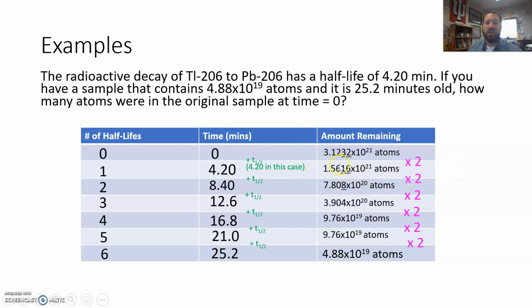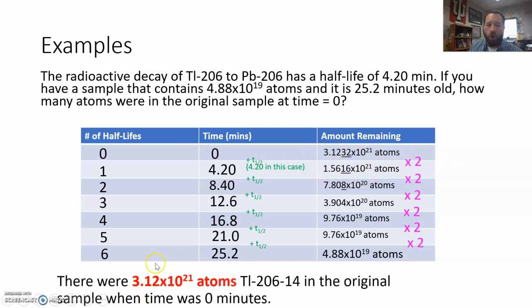And finally, our initial amount, we double that value again. We started with 3.12 times 10 to the 21st atoms of thallium-206 in our original sample. So when we were at time equals 0, we worked backwards. We figured out how many half-lives had passed. Again, we multiplied by 2 because we're working backwards. And we got the 3.12 times 10 to the 21st atoms, not grams this time. This time we're working with atoms in our initial sample.